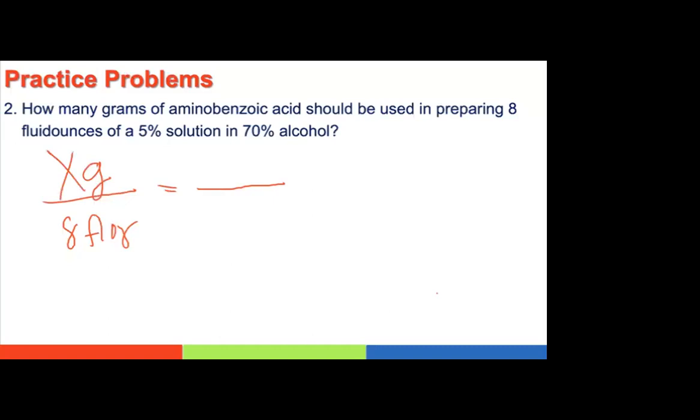Okay, and we know that 5% is equal to 5 grams over 100 ml. The units are not the same. You have to convert one of them so they have the same unit. Since we use ml in computing percent, let's convert fluid ounce to ml. How many ml are there in 8 fluid ounces? Remember, 1 fluid ounce is equal to, do you remember? 29.57 ml. So multiply that by 8, what will be the answer?